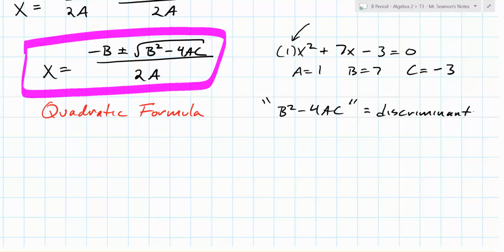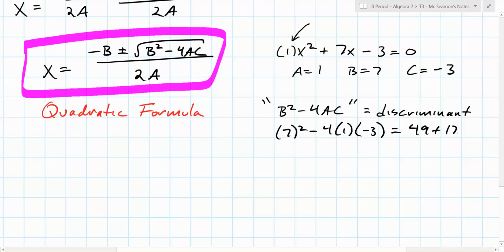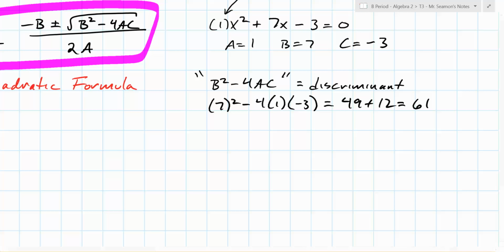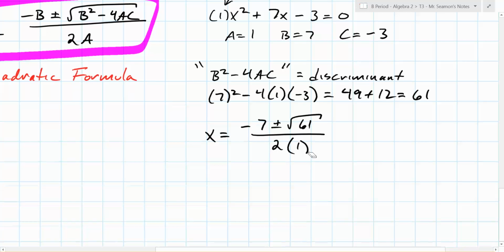What is b squared? Well, that's going to be 7 squared minus 4 times 1 times -3. So this is going to be 49 plus what? 12, which is, what is it? 61. So what is x going to be equal to? Negative b, what's b? -7 plus or minus the square root of 61 all over 2 times 1, 2a. So what is it? Just 2.